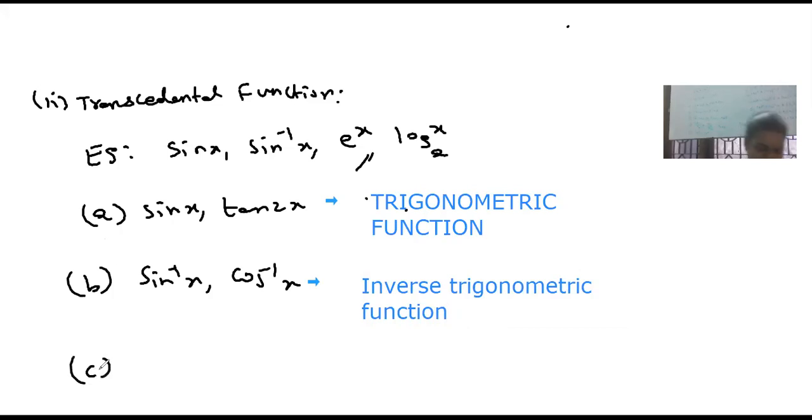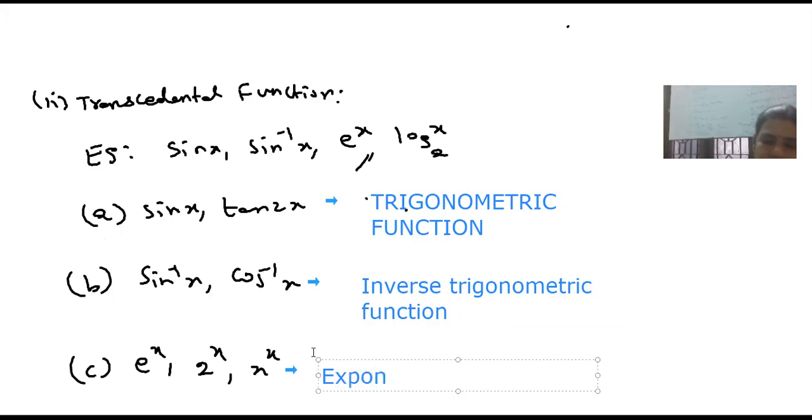Next one, third point வந்து உனக்கு என்ன ஃபங்க்ஷன்ஸ் கொடுத்திருக்காங்க அப்படினா e power x, 2 power x, x power x. ஓகேமா? This will be called an exponential function. Okay, understand பண்ணிட்டியா? இந்த transcendental function குள்ளே எத்தனை டைப்ஸ் இருக்கு பாத்தியா? ஓகேமா? clear ஆயிட்டா?